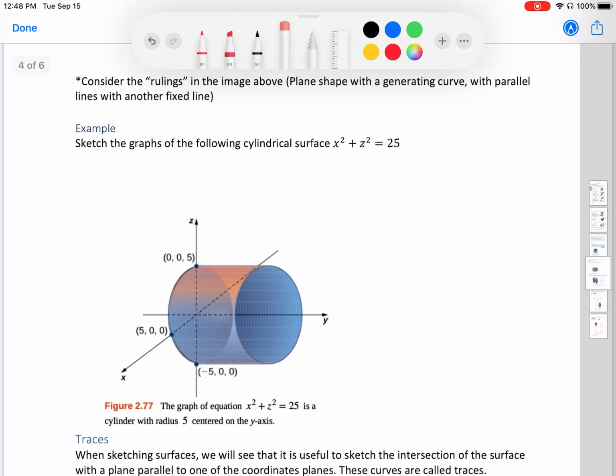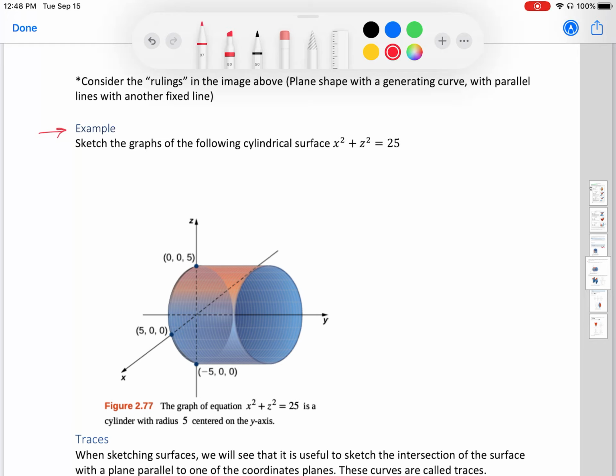Consider the rulings in the image above. Plane shape with a generic curve with parallel lines with another fixed line. So that's your rulings. Let's do an example. Again, I'm not being hypercritical of the graph. I just want us to get an idea of what we're looking at.